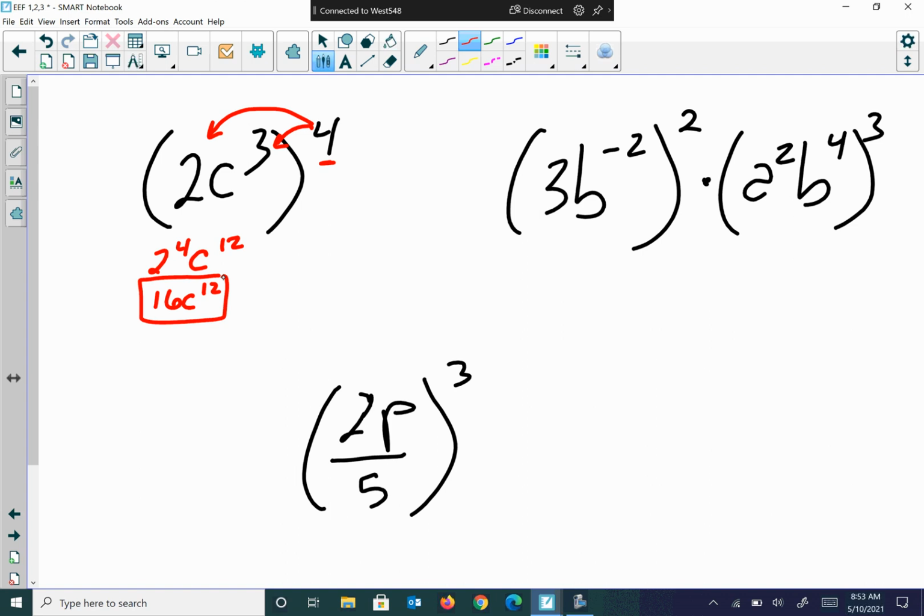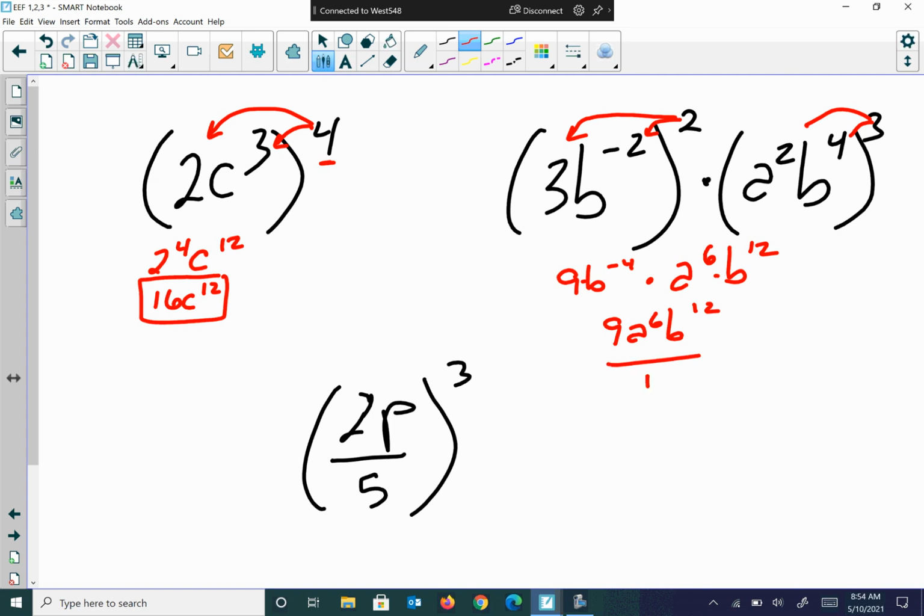All right, this next problem, we do have a negative exponent, but let's deal with the negative exponent second. So I'm going to get 9, right? Because 3 squared is 9. b to the negative 4. And then I'm going to go here and here times a to the 6th, b to the 12th. Okay, and technically I could put a dot in all those. The b to the negative 4 wants to switch places. So this needed to move, and it moved to right here.